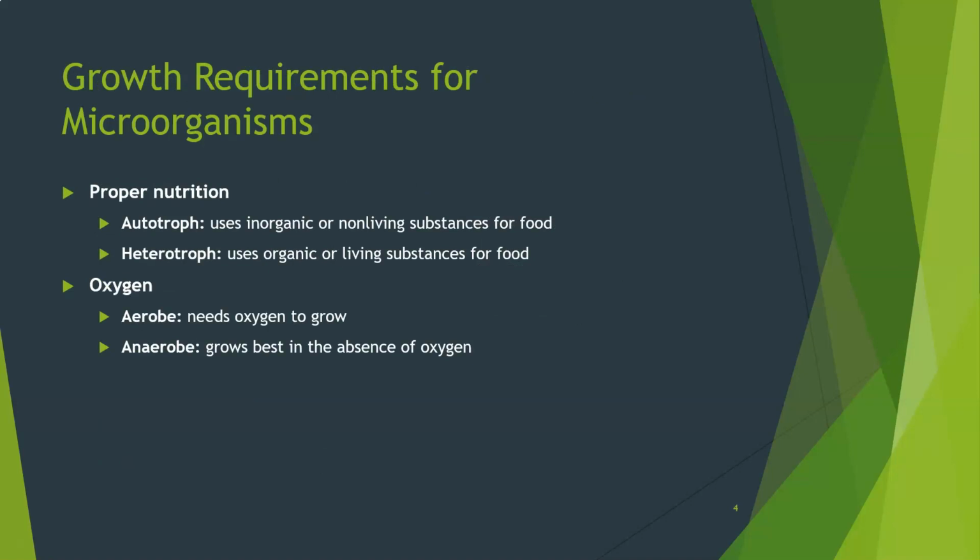So if the idea here is to prevent the spread of microorganisms, it's important for us to understand what is required for microorganisms to grow, multiply, and stay alive. And there are 6 requirements that must be ideal for the microorganism to continue to grow and multiply. The first 2 listed here are proper nutrition and oxygen.